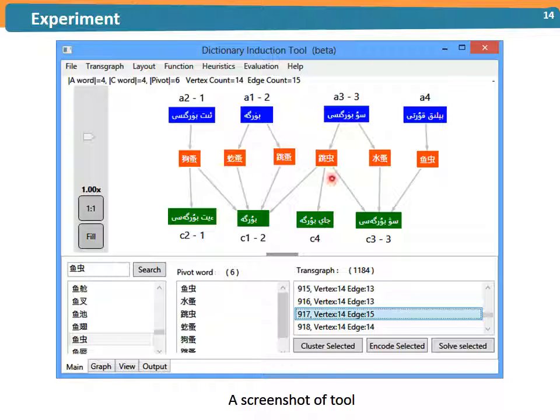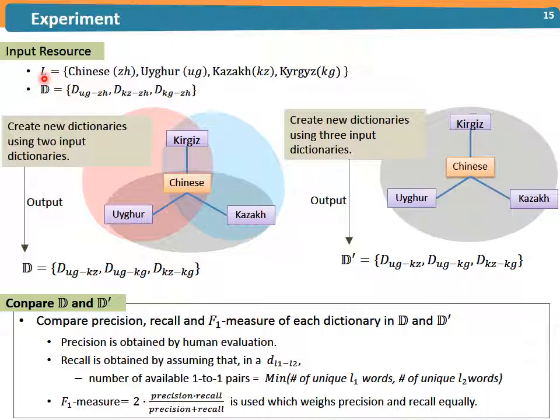We designed a tool to implement our solution, which uses the IBM CPLEX optimization library as its default solver engine. By using this tool, we conducted an experiment for evaluation purposes. Here are the experiment settings. We got 3 dictionaries from Chinese to Uyghur, Chinese to Kazakh, and Chinese to Kyrgyz, where Uyghur, Kazakh, and Kyrgyz are related languages while Chinese is distant.